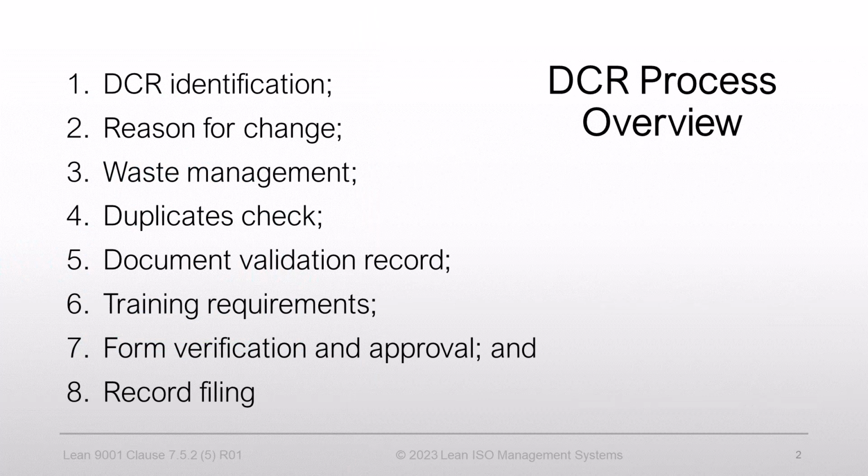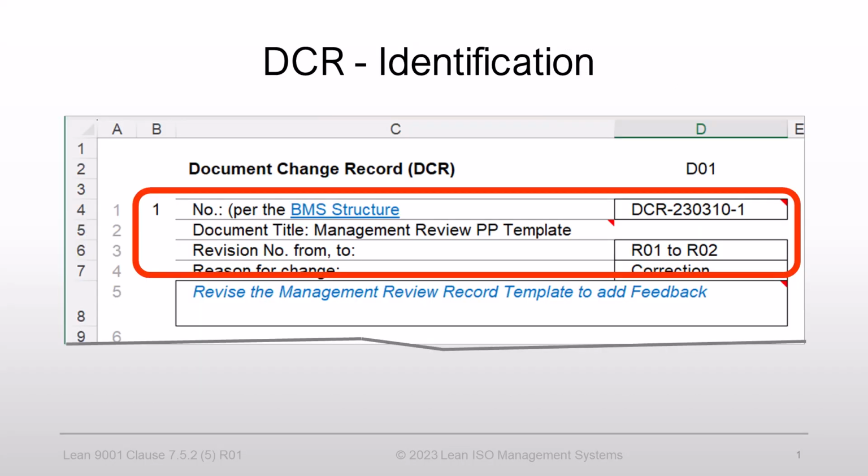Our DCR process includes 8 steps. Identification of the record. Reason for the change. Waste management. Duplicates check. Document validation record. Training requirements. Form verification and approval. And DCR filing. First, we assign the DCR number, record the document title, and revisions from and to.